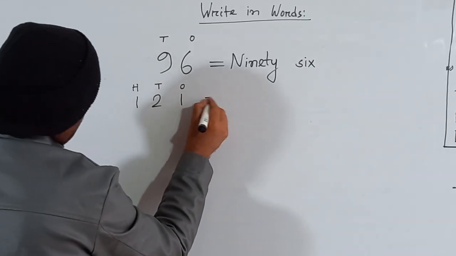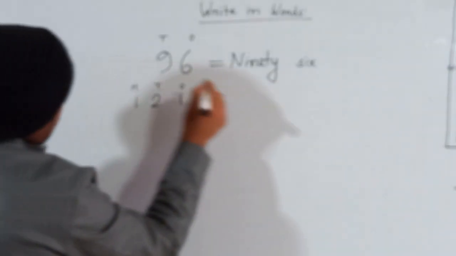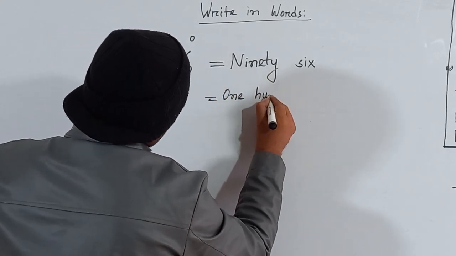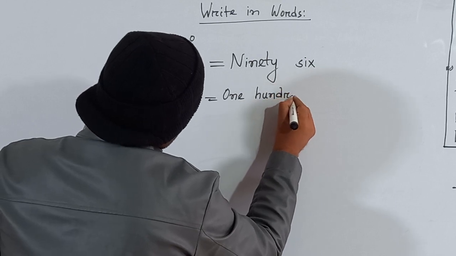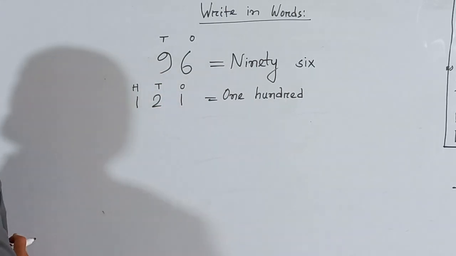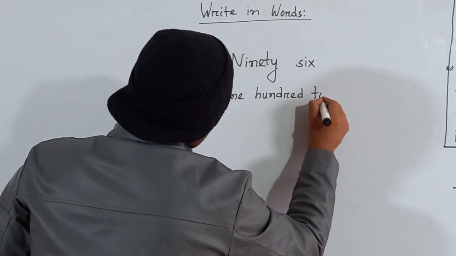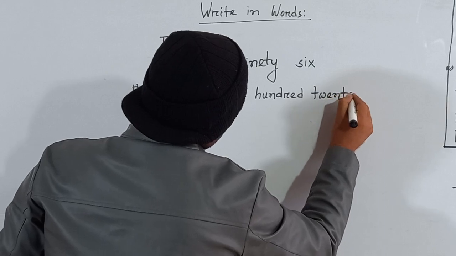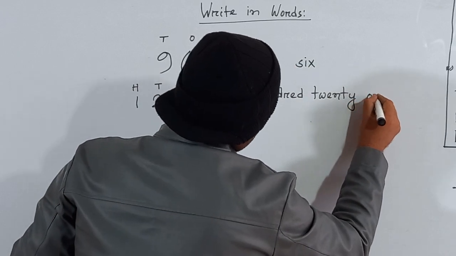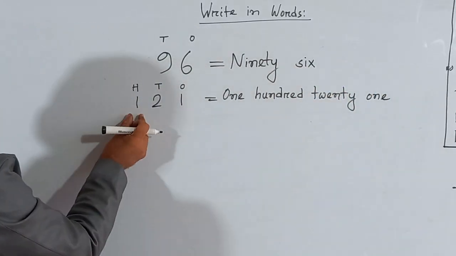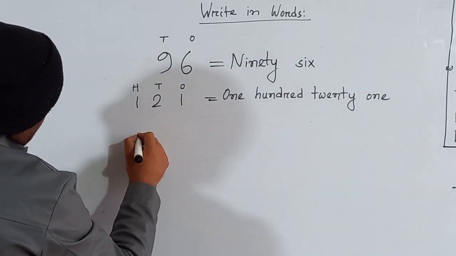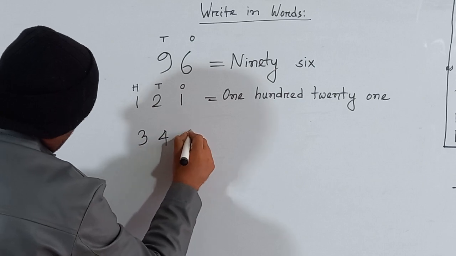100 place. So how many hundreds are here? Here is 100. You have to write ONE HUNDRED, 100. And how many tens? 2 tens. 2 tens means 20, TWENTY, 20. How many ones are here? 1. So in short, we can say 121.